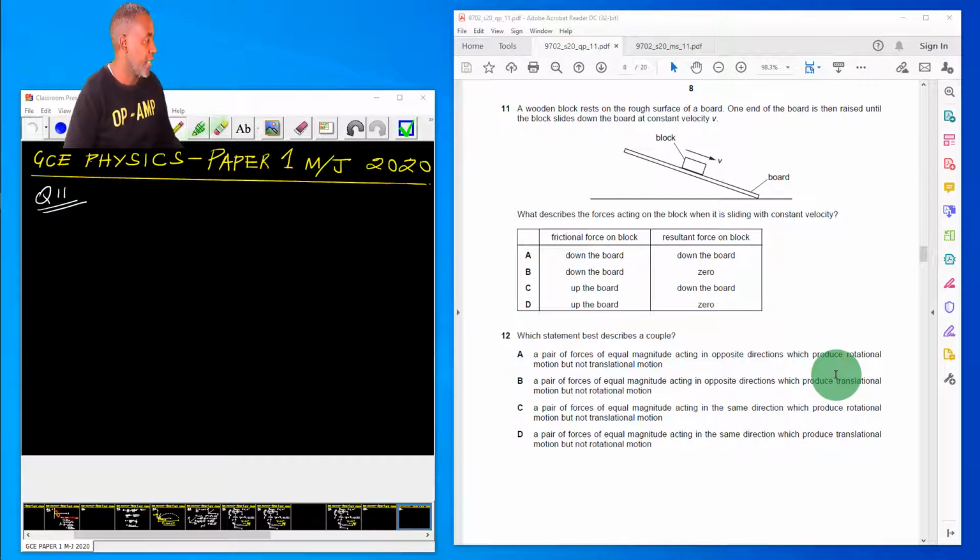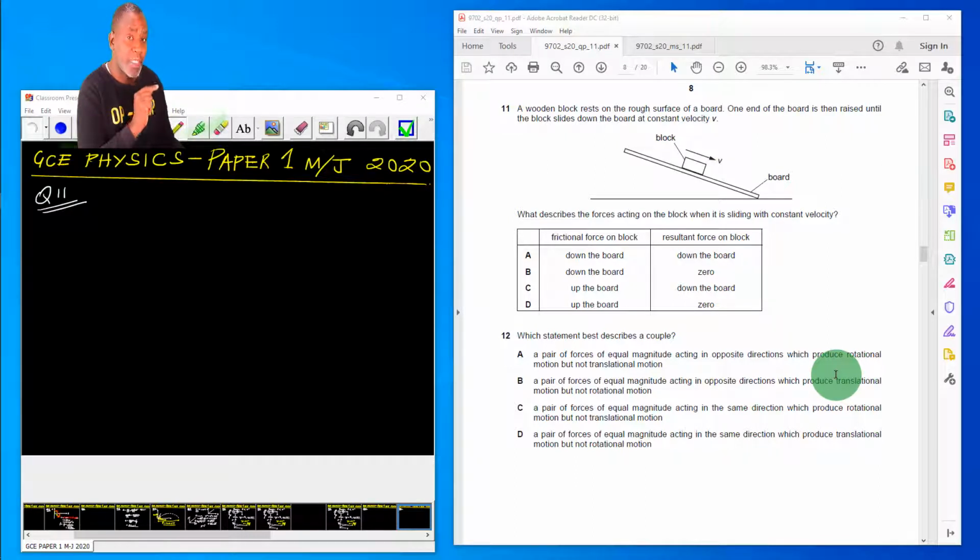Now in question 11 we are told that a wooden block rests on the rough surface of a board. Notice that the surface is rough. One end of the board is then raised until the block slides down the board at constant velocity v, and you're given that diagram over there. Then you're asked, what describes the forces acting on the block when it is sliding with a constant velocity?